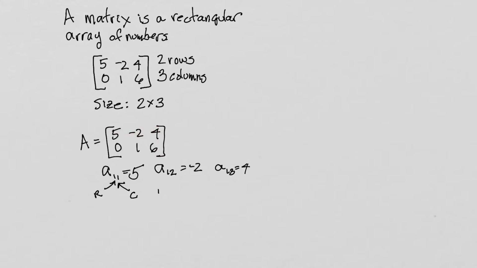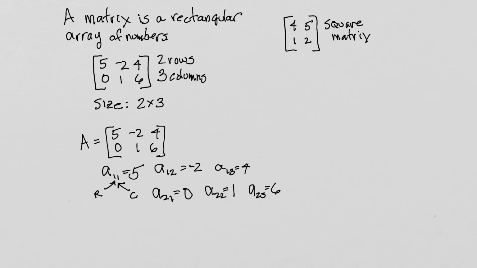Let's just finish them up here. A sub 2, 1, this is the element in the second row, first column. So this is this 0, right? It's the 0 right here in the second row, first column. A sub 2, 2, that's a 1. And A sub 2, 3, that's a 6. Second row, third column.